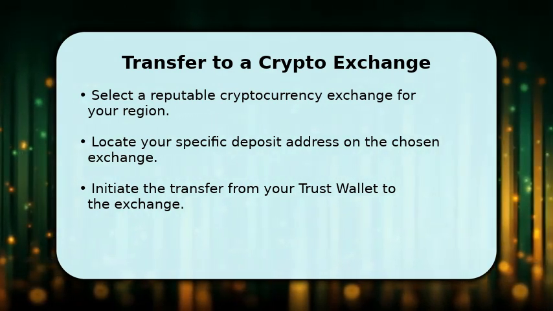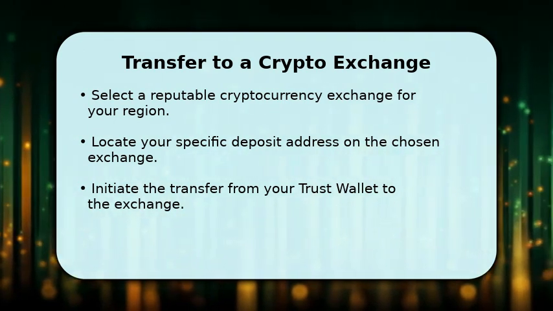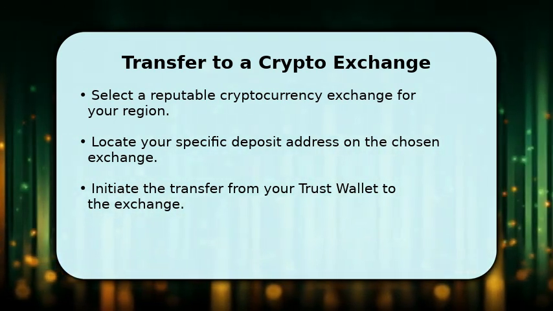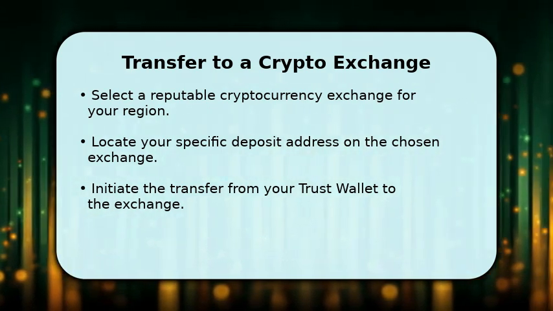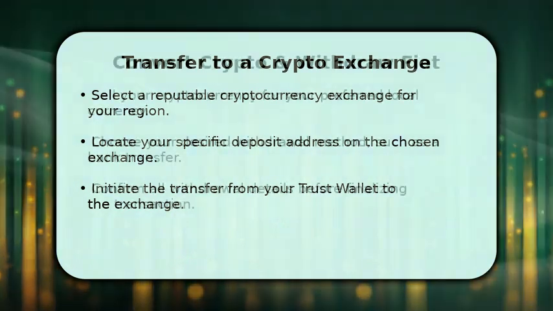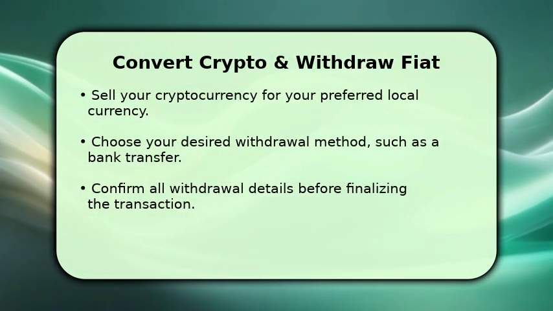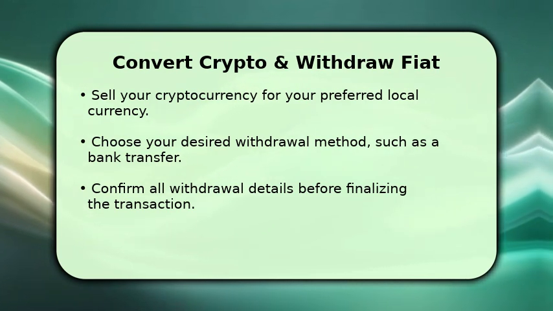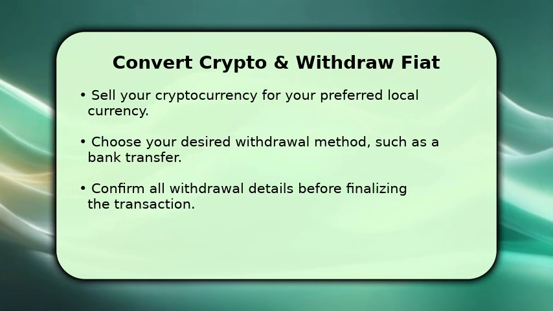Be extremely careful to select the correct network, for example, BEP20 versus ERC20. Paste this address into your Trust Wallet's send function, enter the amount, and confirm the transaction. Once your funds arrive on the exchange, you can sell your cryptocurrency for fiat currency, like US dollars or euros. Go to the trading section and execute a sell order.